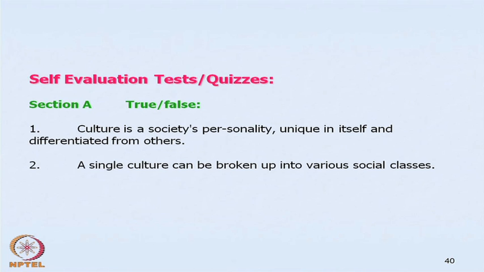So let's come to the self-evaluation test and quiz, true or false. 1, culture is a society's personality, unique in itself and differentiated from others. Is it a true or a false statement? This is a true statement. Question 2, a single culture can be broken into various social classes. Is it a true or a false statement? This is a false statement. A single culture can be broken up into various subcultures. It is not social classes, but it is subcultures.